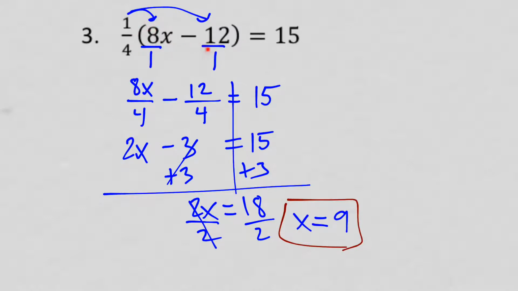So make this a fraction so that you can distribute easily. And remember, numerator times numerator, denominator times denominator: 1 times 8, 4 times 1. And then you simplify them down to solve.